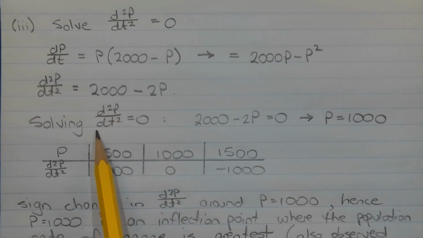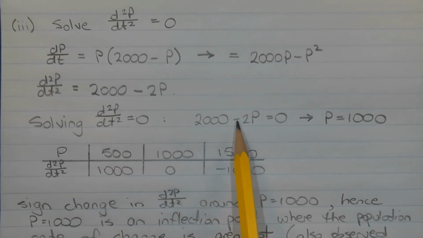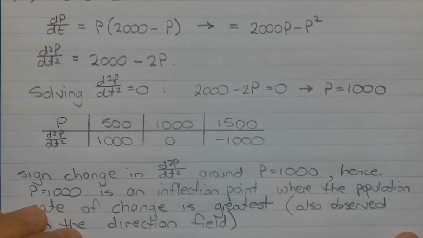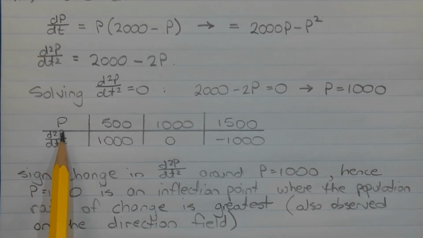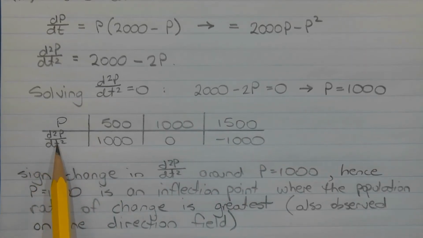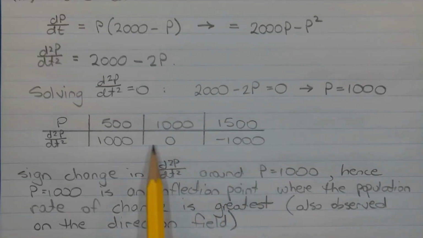So solving d squared p dt squared equals 0, so 2000 minus 2p equals 0, we get p is equal to 1000. But we need to test whether p equals 1000 represents an inflection point by examining the sign of d squared p dt squared around p equals 1000. Now when p is equal to 500, using this equation here, we get d squared p dt squared is 1000, so that's positive. When p is equal to 1000, we get the second derivative is 0, and when p is equal to 1500, we get a second derivative of negative 1000. So positive, 0, negative. We have a sign change in the second derivative, and that's around p equals 1000.